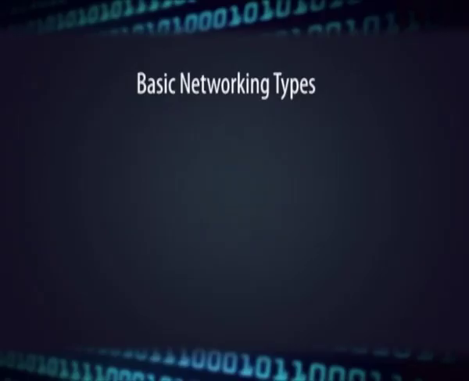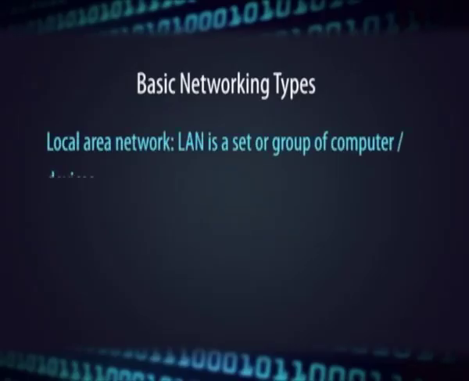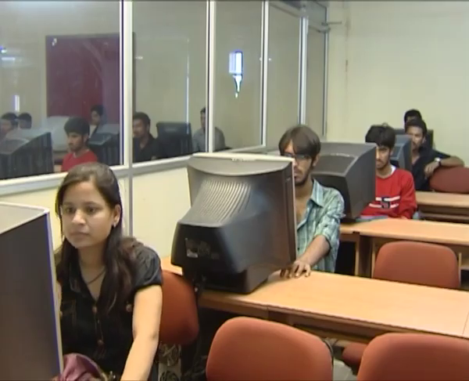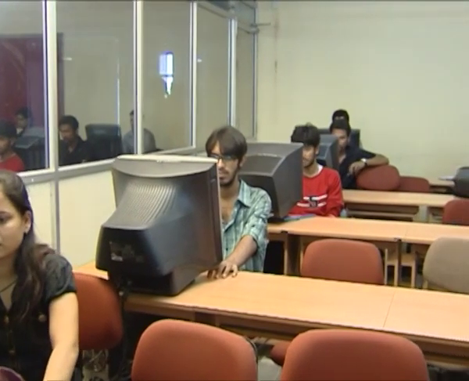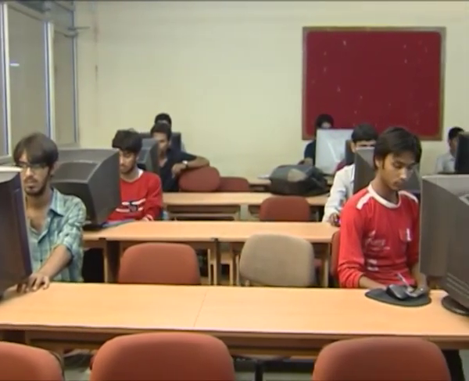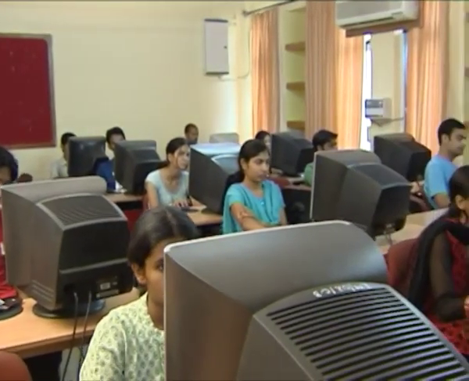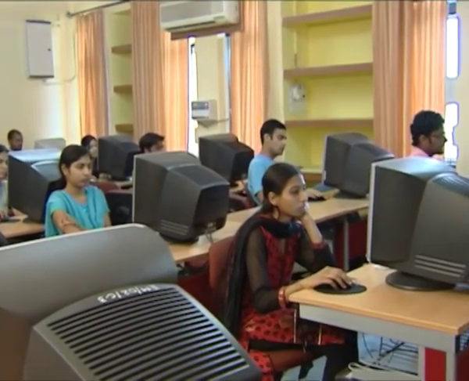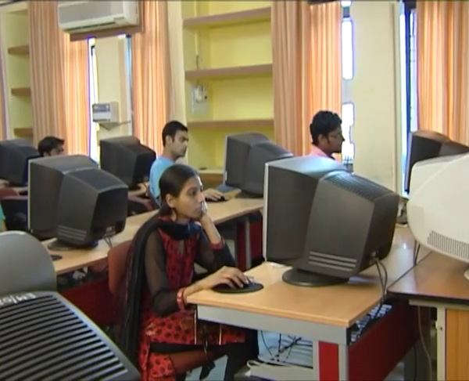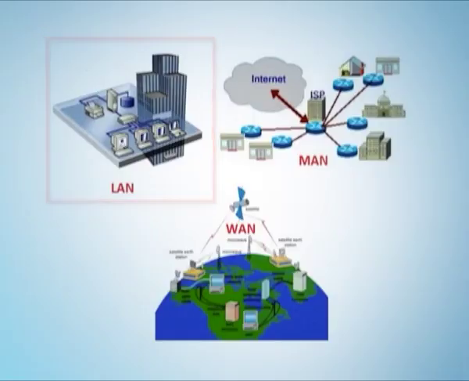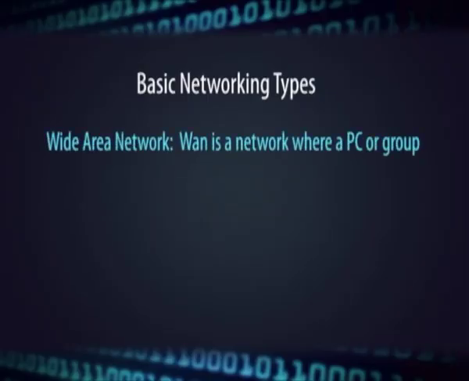Next, we will study the 3 basic networking types. 1. LAN or local area network is a set or group of computers or devices. A networked office building, school or home usually contains a single local area network, though sometimes one building will contain a few small LANs, perhaps one per room, and occasionally a LAN will span a group of nearby buildings. 2. WAN or wide area network.